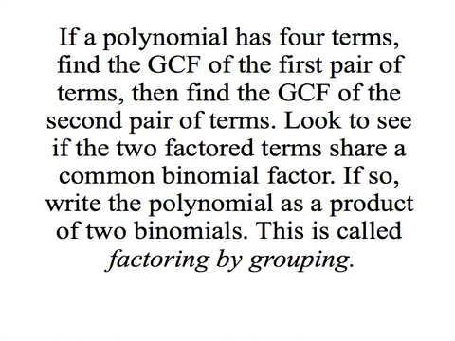If a polynomial has 4 terms, find the greatest common factor of the first pair of terms, then find the greatest common factor of the second pair of terms. Look to see if the two factored terms share a common binomial factor. If so, write the polynomial as a product of two binomials. This is called factoring by grouping.